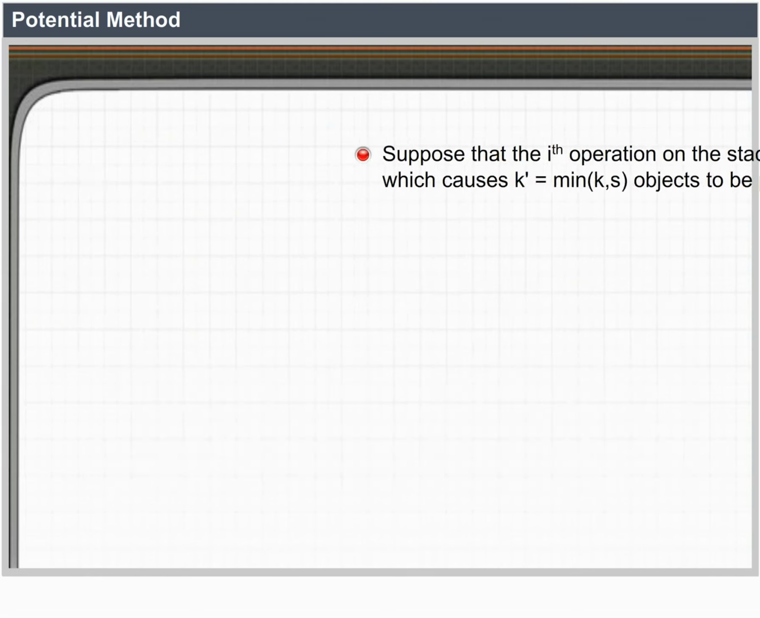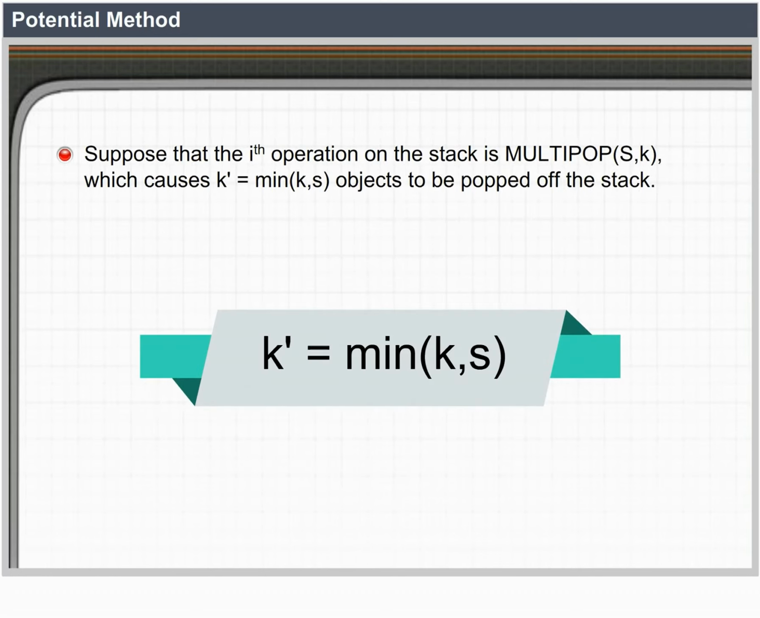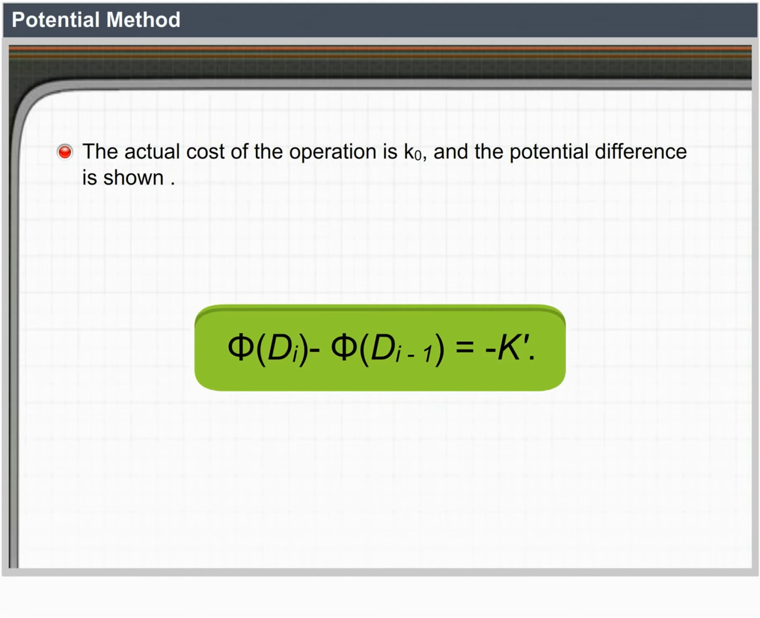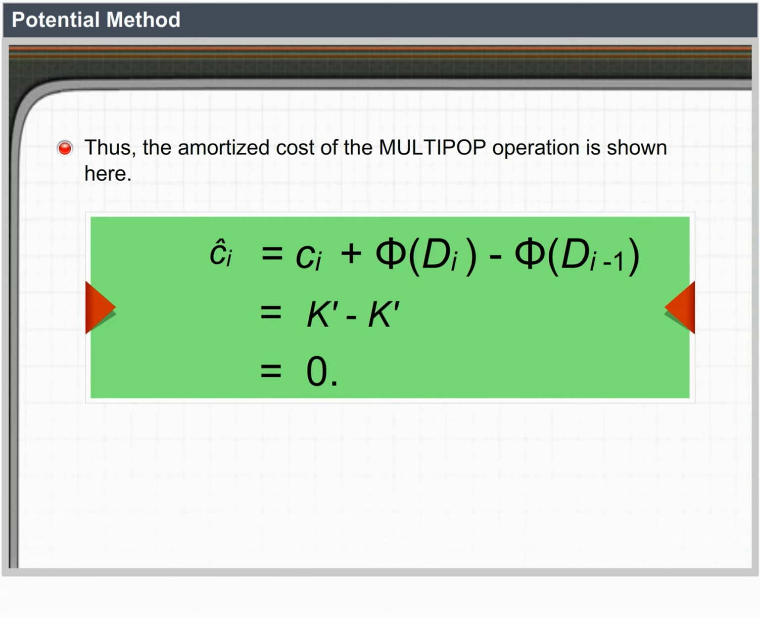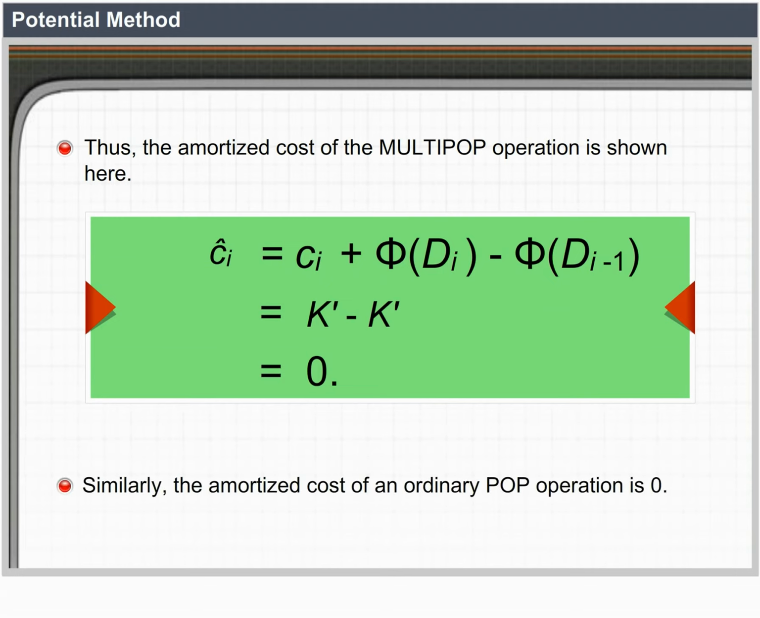Suppose that the ith operation on the stack is multipop of S, k, which causes k' equals min of k, s objects to be popped off the stack. The actual cost of the operation is k', and the potential difference is phi of Di minus phi of Di minus 1 equals minus k'. Thus, the amortized cost of the multipop operation is shown here. Similarly, the amortized cost of an ordinary pop operation is 0.